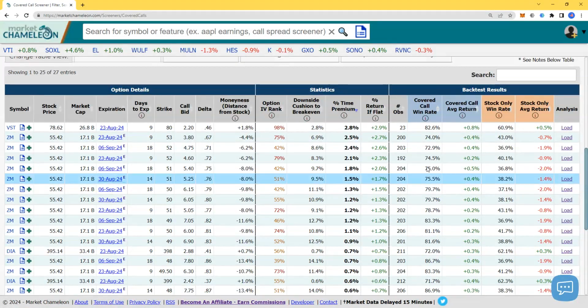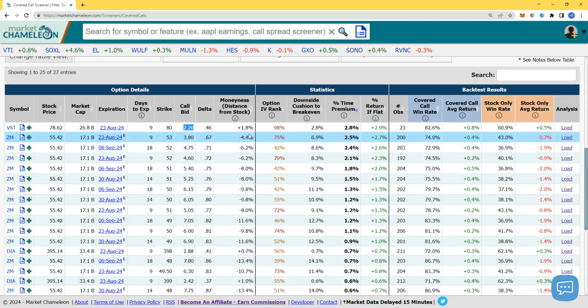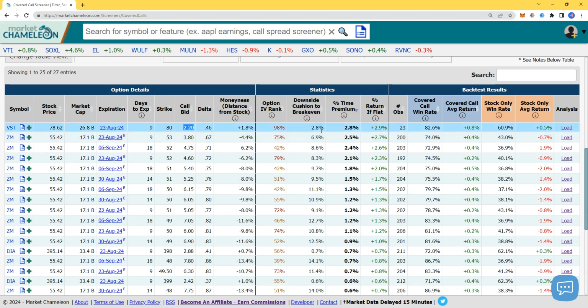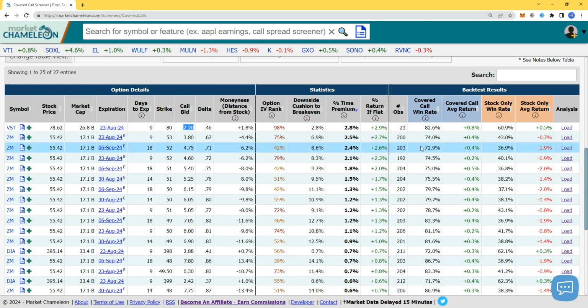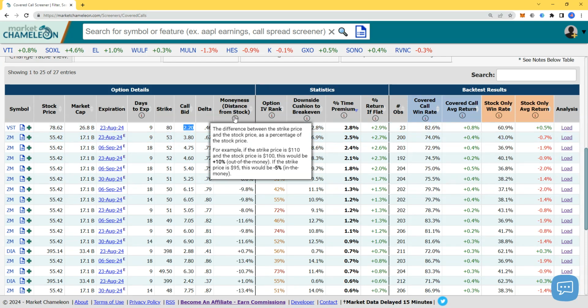But first, there's all those filters. We got the expiration, days to expiration, here's the strike, here's the bid, here's the stock price, delta, the moneyness distance from the stock. And we got other stuff: downside cushion, time premium, percentage flat, and covered call win rate, and all that stuff. So there's a few ways to filter. Let's start with the basics. I like this one, moneyness distance from stock.